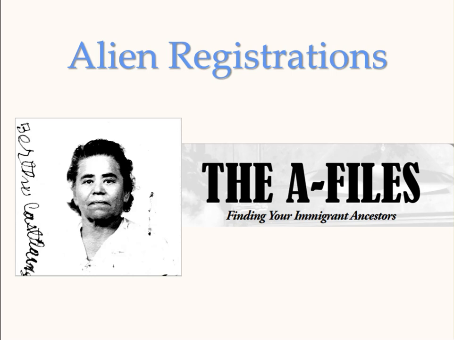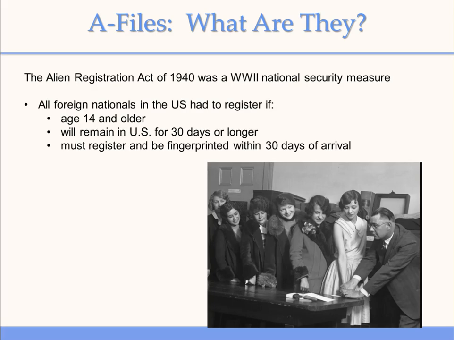I'd like to talk now about alien registrations. This is a record source that is not commonly known or understood, but it is really critical for our Greek ancestors. The Alien Registration Act of 1940 was passed by the United States government as a national security measure. We had just entered World War II, and the government wanted to know every single individual who was not a U.S. citizen. So they had to register if they were 14 years old and older, if they were going to stay in the US for more than a month. They had to be fingerprinted as well as registered.